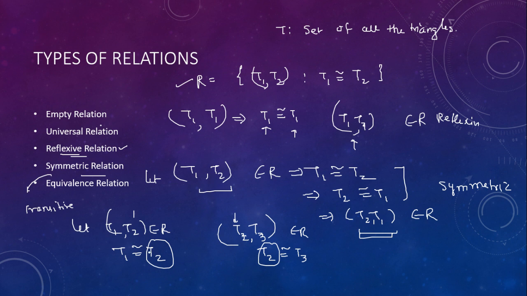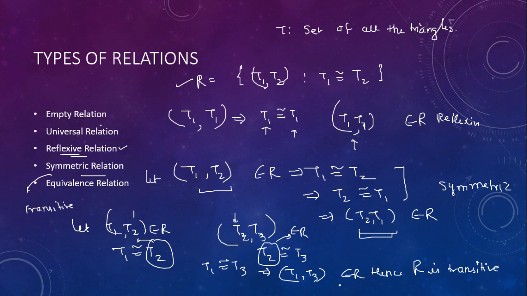But T2 is congruent to both T1 and T3, that means T1 and T3 are also overlapping figures, congruent to each other. And this states that T1, T3 belongs to R. Hence, R is transitive. Correct? Make sure you remember this. You are considering two ordered pairs having T2 as common, and then you are getting the third one. So this is transitive. And what is equivalence relation?